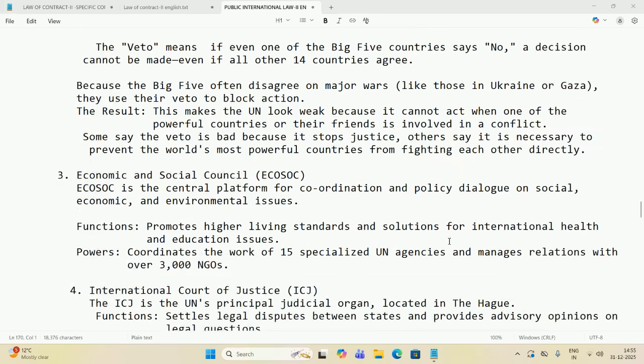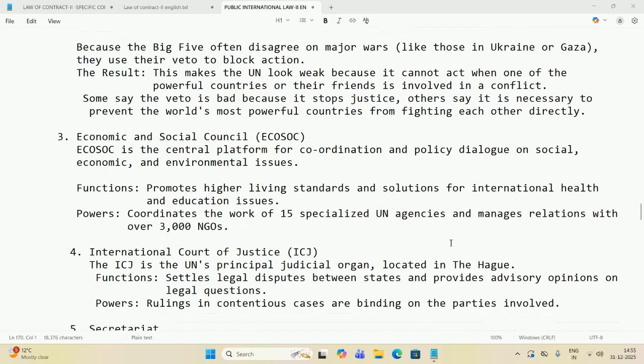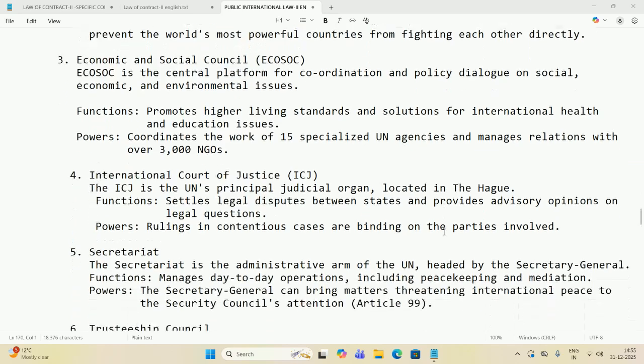Now, third is Economic and Social Council. It is the central platform for coordination and policy dialogue on social, economic, and environmental issues. Function: promotes higher living standards and solutions for international health and education issues. Powers: coordinates the work of 15 specialized UN agencies and manages relations with over 3,000 NGOs.